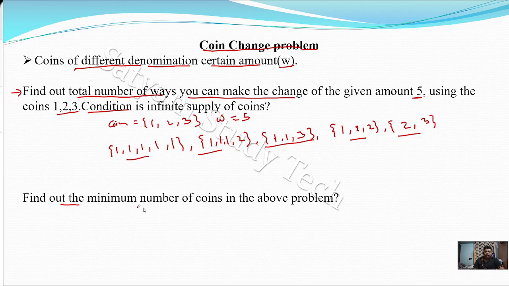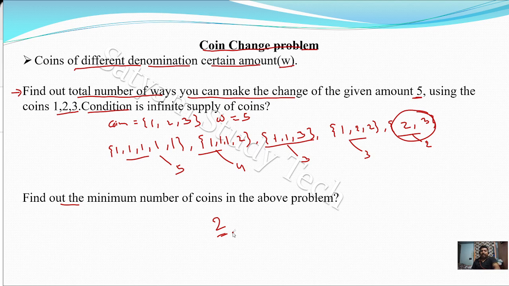Now find out the minimum number of coins in the above problem. The minimum number of coins means it requires 2 coins to make 5. Here there are 3 coins, here 4 coins, here 5 coins. So the minimum number of coins is 2: a 2 and a 3.